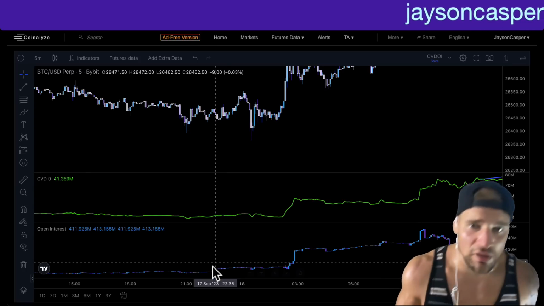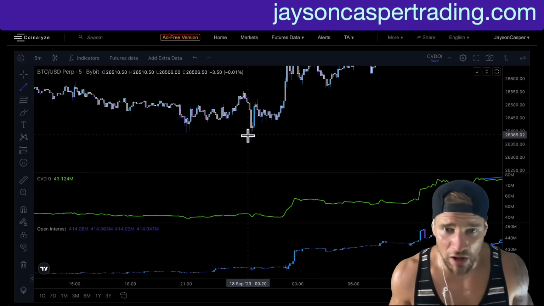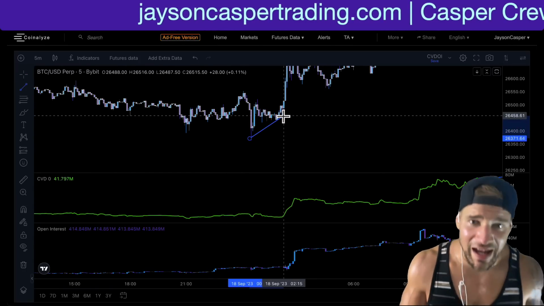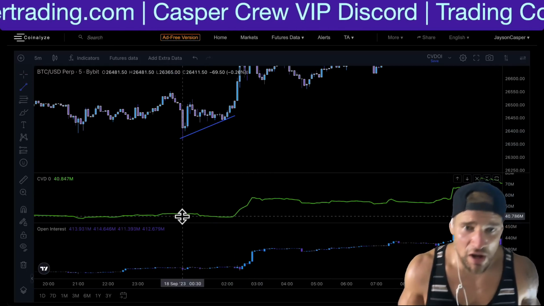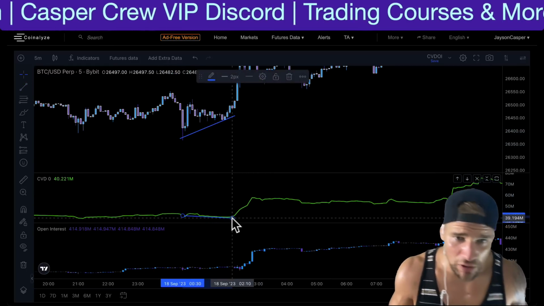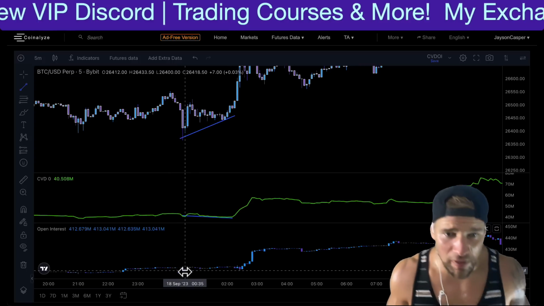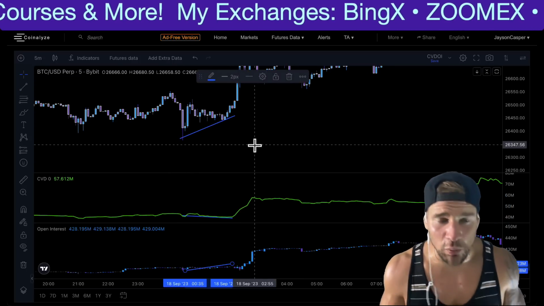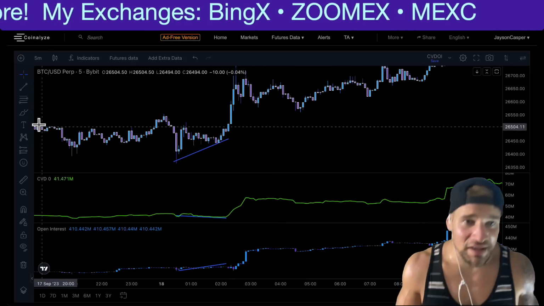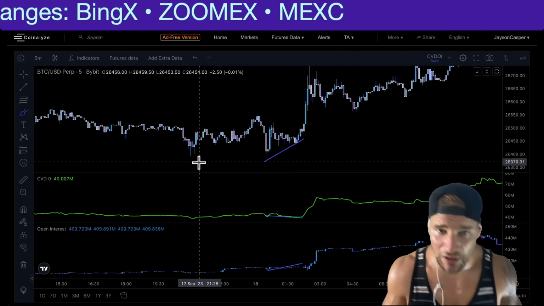Now let's take an example of a bullish divergence. Right here, we can see that price is making a higher low. But if we take a look at our CVD and our open interest, we can see that CVD is getting lower over time. And we also see that the open interest is getting higher over time. What does this tell us? Once again, this is telling us that there are more shorts than longs.